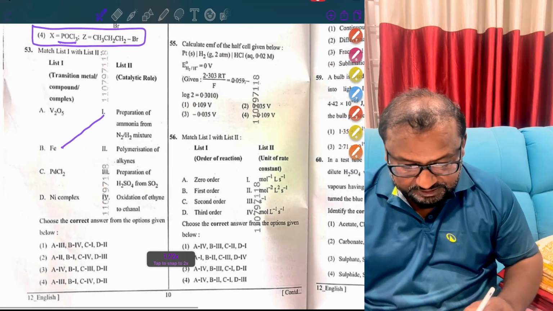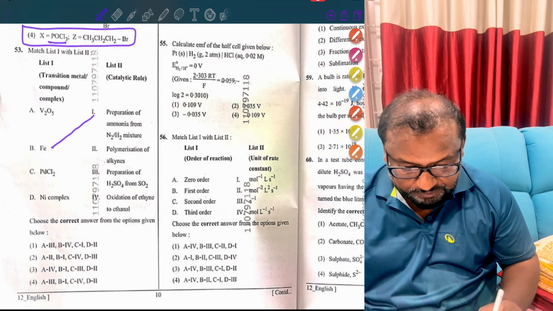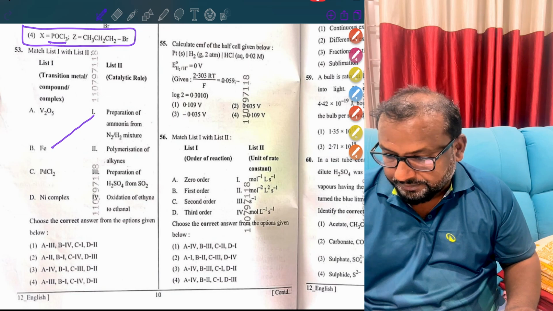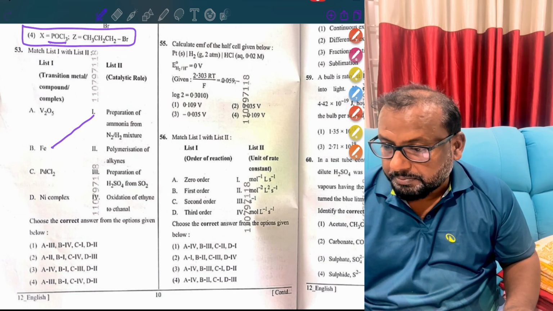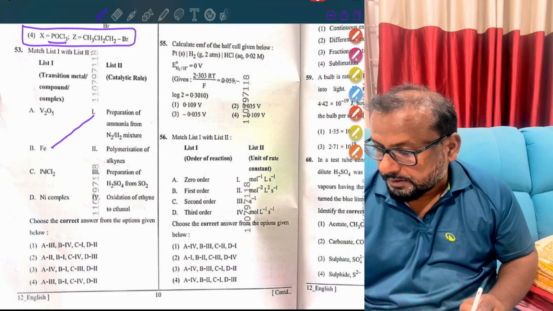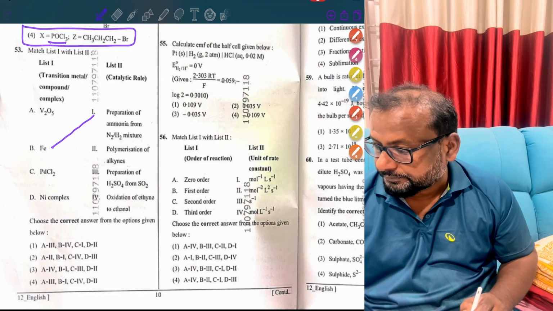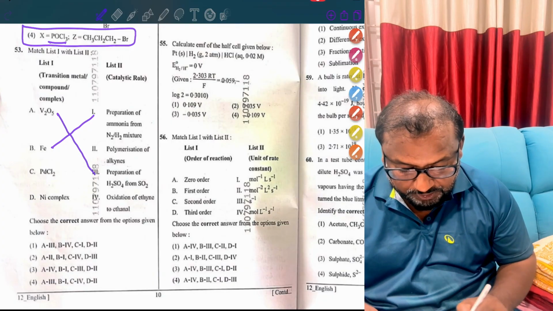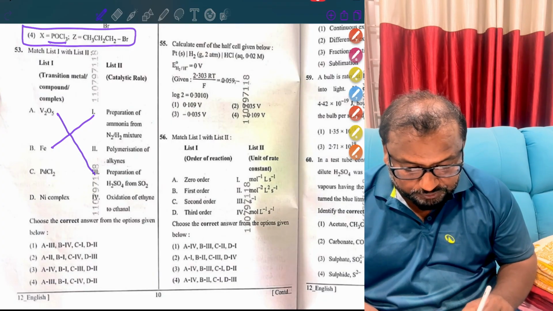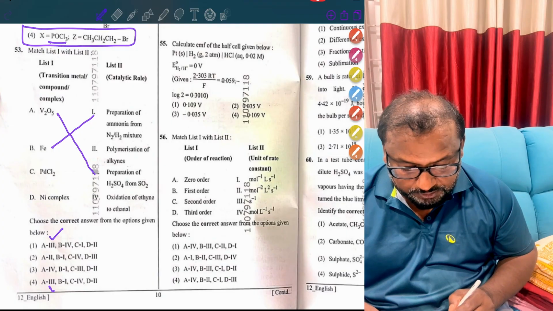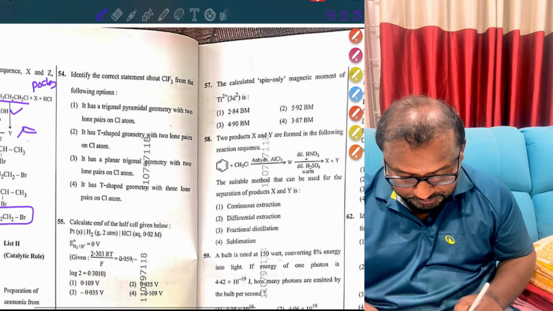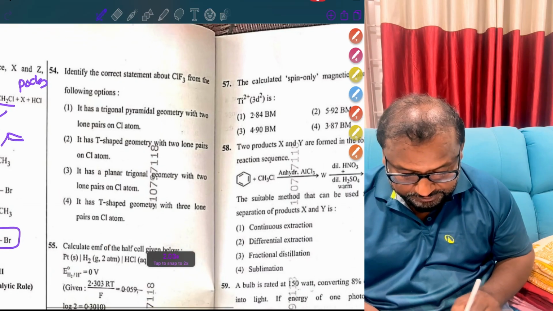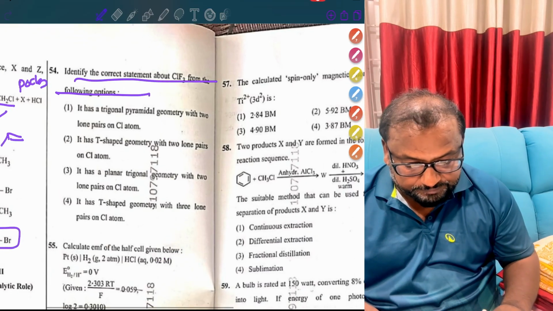Question 53, again NCERT. Iron is used in the preparation of ammonia. So it should be B1. Wait a minute. Yeah, it should be B1. Next, V2O5 is used in sulfuric acid, so A3. A3, B1 is here. The fourth option is the answer. There is no need to solve everything.